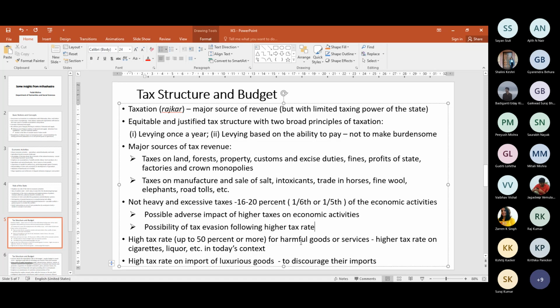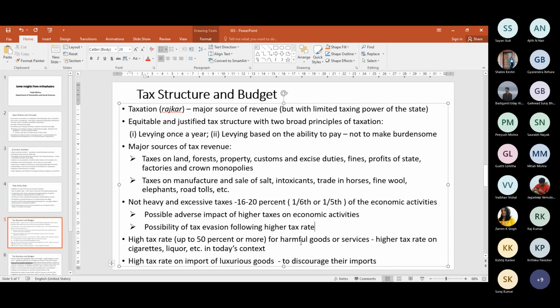But one point is very, very important in this context: Arthashastra recognizes this particular aspect. It was recognized in Arthashastra that a high tax rate would cause adverse impact on economic activities. So it was recommended that the tax rate should be somewhere around 1/6 or 1/5 of the economic activities, somewhere around 16 to 20%, to avoid adverse impact on economic activities and also to avoid possible tax evasion.